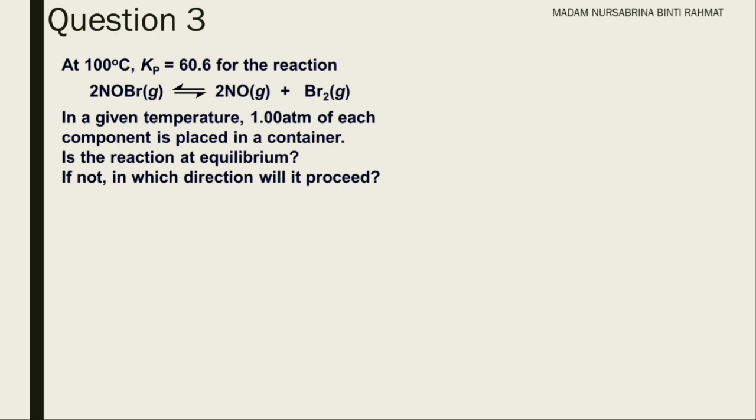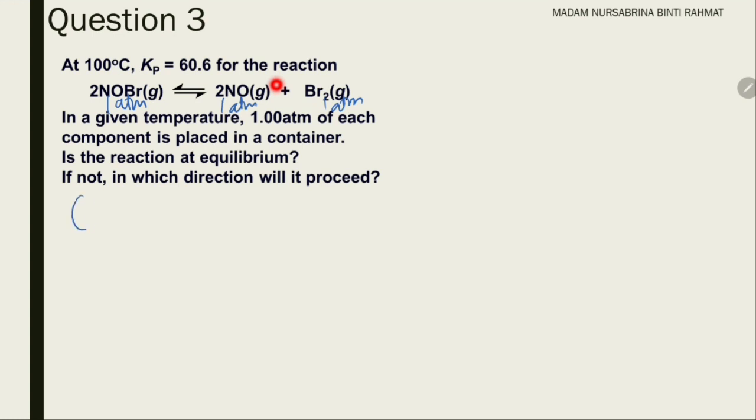So let's try this one. In question 3, instead of giving you K in terms of concentration, now we encounter a different one, which is in terms of partial pressure. It states that we have 1 atm for each gaseous component in the container at a given temperature. So 1 atm, 1 atm, and 1 atm.